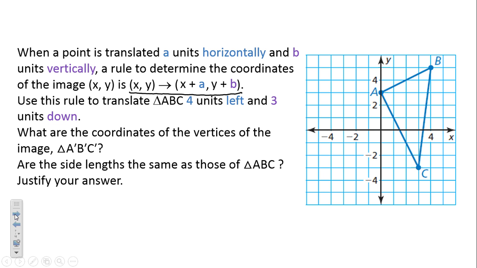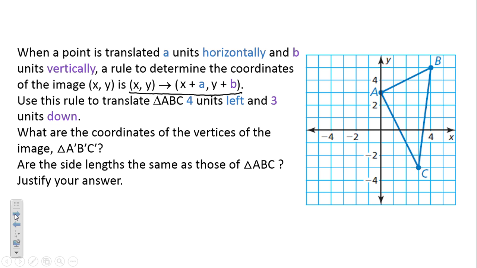So I'm going to have you translate triangle ABC. Triangle ABC is on your figure in that box. I want you to take that triangle and translate it 4 units left and 3 units down.